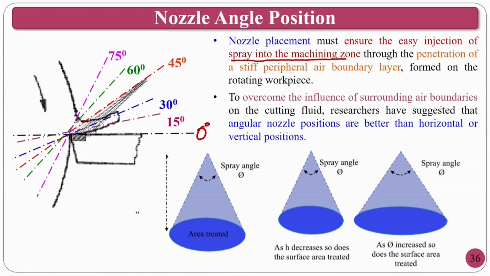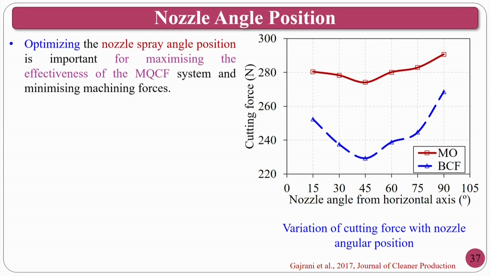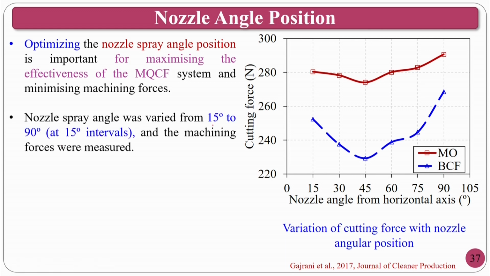To overcome the influence of surrounding boundaries on the cutting fluid, researchers have suggested angular positions are better than horizontal or vertical. Some of the researchers in the literature have conveyed that horizontal and vertical are not good. So you have to choose some angular positions. For that purpose, the comparison is conducted for different spray angles. The angular position with respect to cutting force is calculated at different angular positions, and we are going to find where it is minimum. Optimizing the nozzle spray angle position for maximizing effectiveness, that is minimizing the cutting force, from 15 to 90 degrees is done at 15-degree intervals.